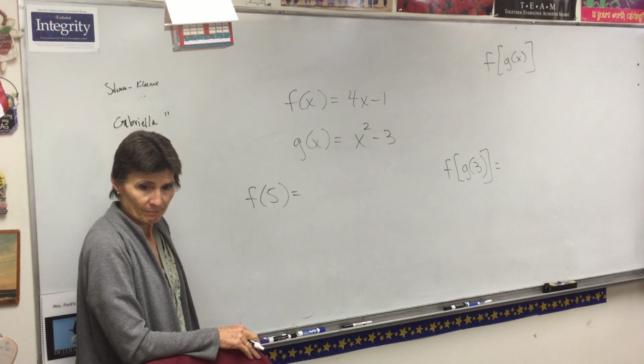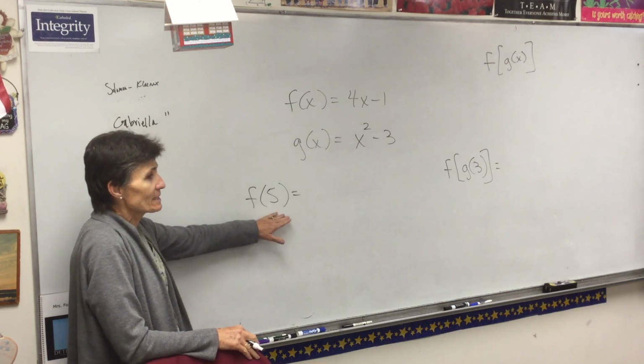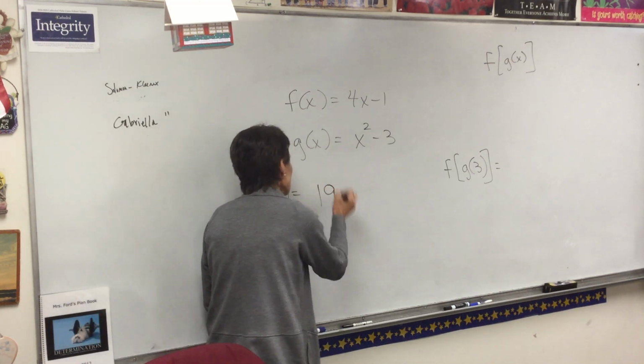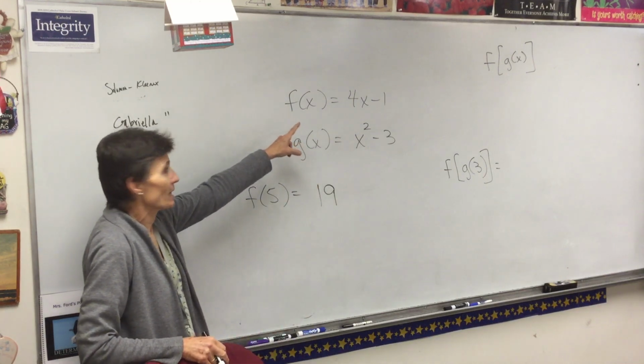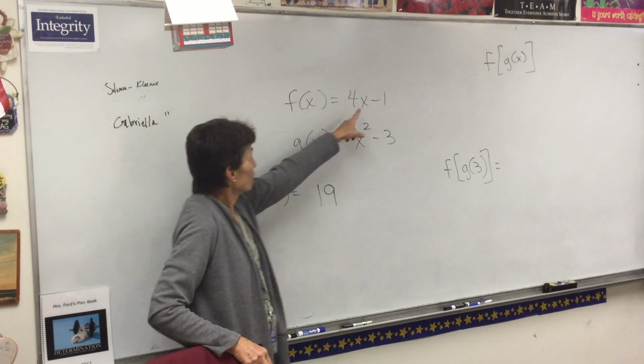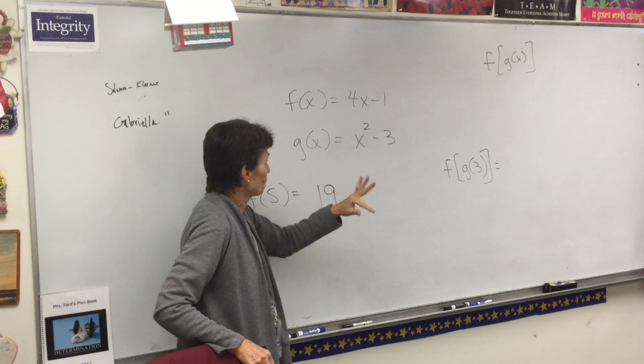Okay, Brendan? All right, f of 5. What's the answer? F of 5? 19. Is there anybody in the room that doesn't understand where that 19 came from? 5 goes in for the x in the f function. So 20 minus 1. Perfect.